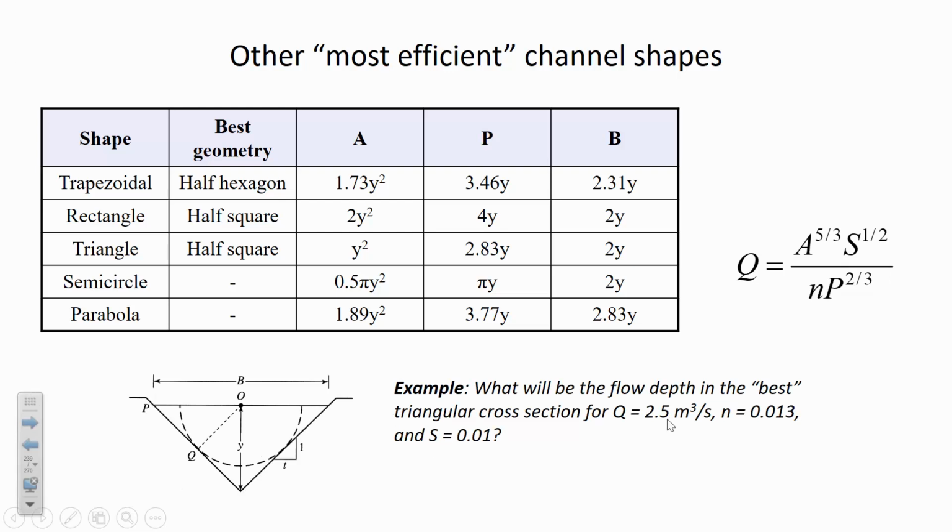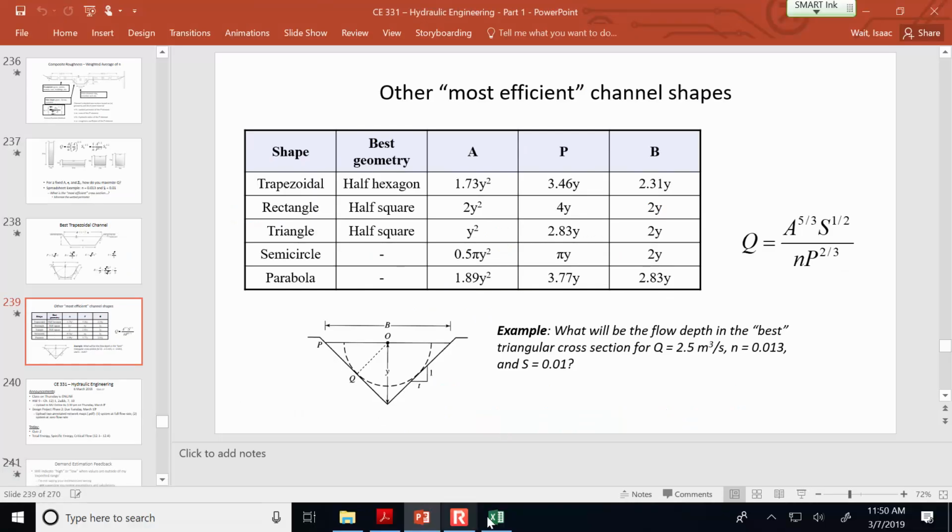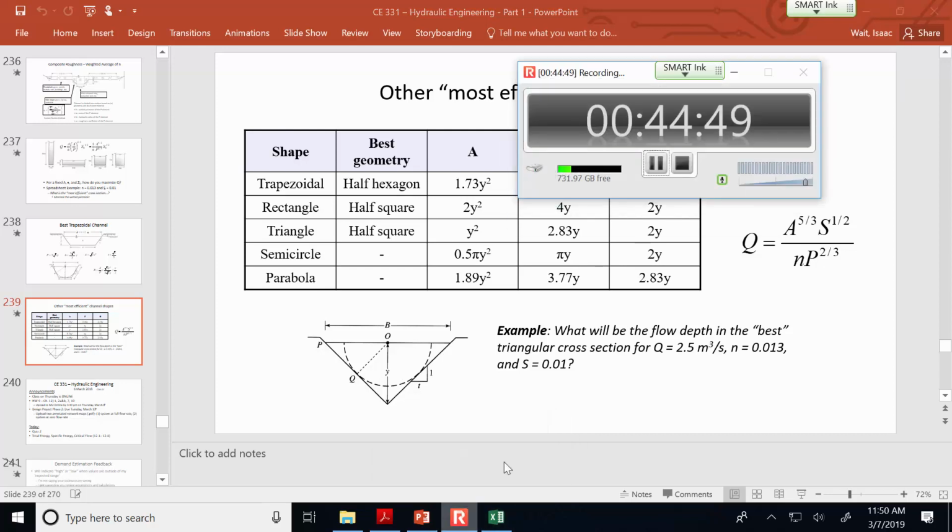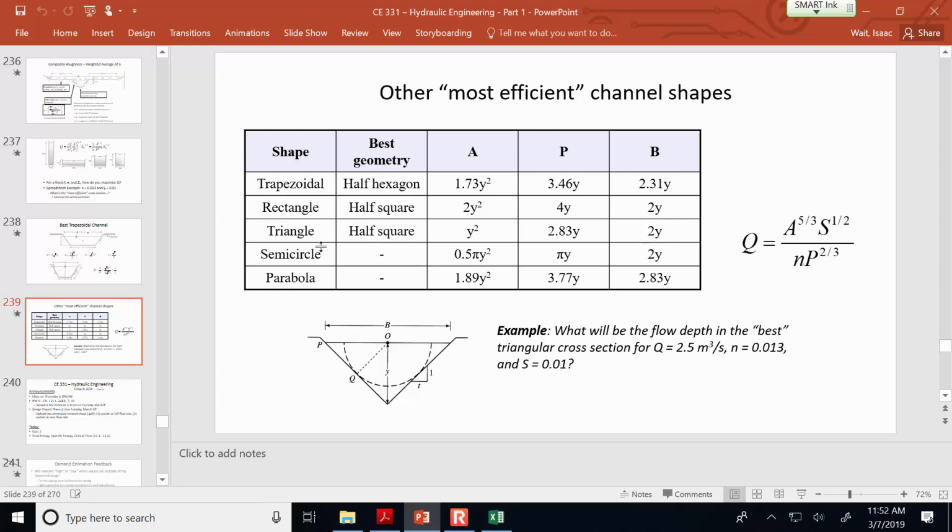All right, let's have you get a little bit of practice with this, and let's go with the triangular cross-section. What's going to be the flow depth? What we're trying to do is accommodate 2.5 cubic meters per second through a concrete channel that's set out on a 1% slope. So what should be the flow depth in that situation? For the triangle, instead of A, you put in y squared. Instead of P, put in 2.83 times y. And then you solve for y.